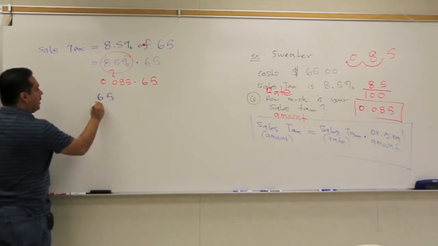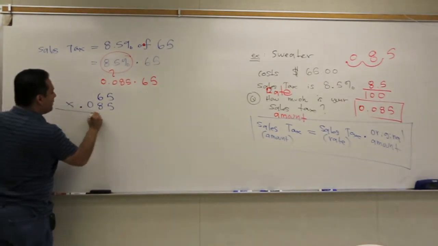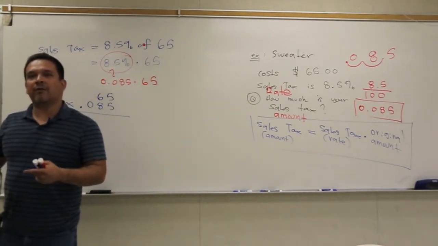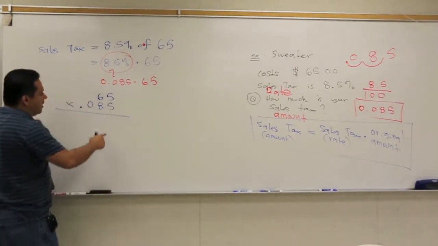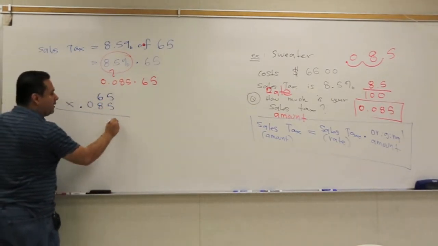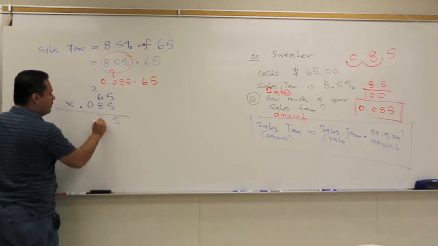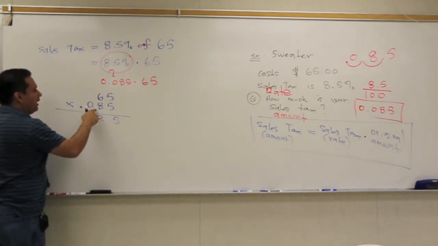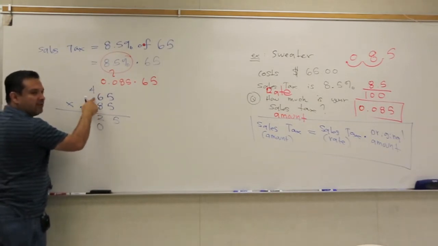65, we got 85, we got 0. Okay, you're going to multiply now. You go through essentially your algorithm for multiplying with decimals. That's what it is. It's a decimal multiplication algorithm. So if you guys remember, you go through this. 5 times 5 is what? 25. 6 times 5 is 30, plus 2 is what? 32. You okay with that? And then what else do you do? 8 times 5 is what? 40. 8 times 6, or 6 times 8, is 48, plus 4 is 52.